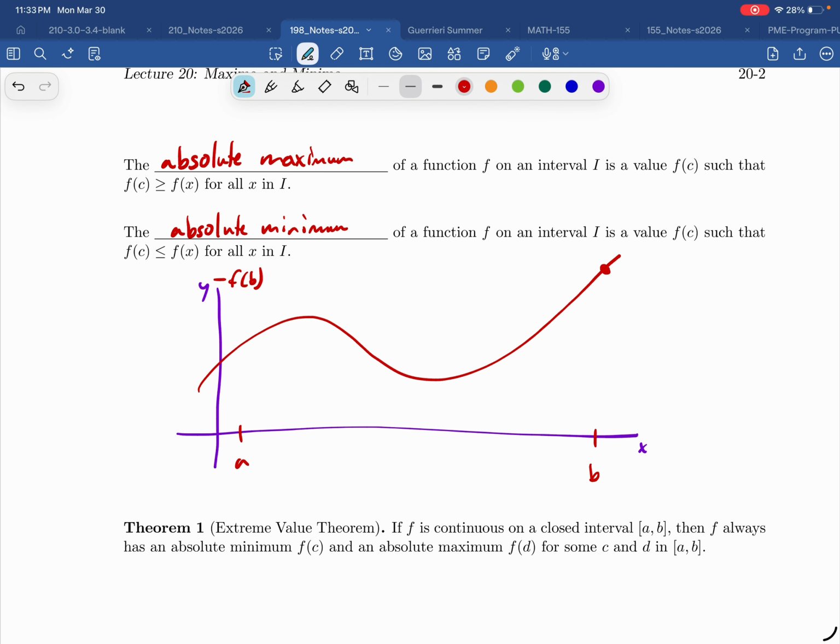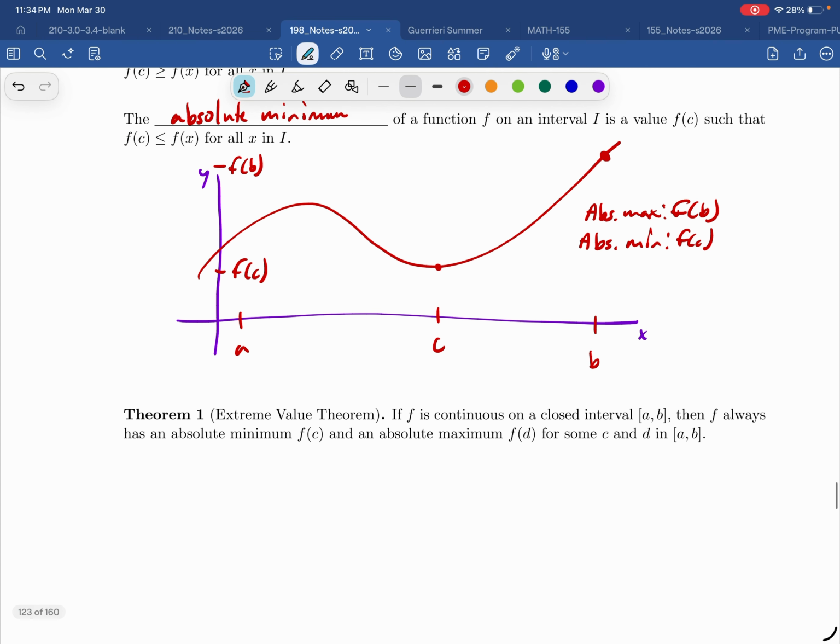Well, in this case, we'll call this guy C. It's going to be f of c, right? So we'll say abs max is f of b, abs min is f of c. Okay? Now, I think it's kind of obvious if you just try a couple of examples.